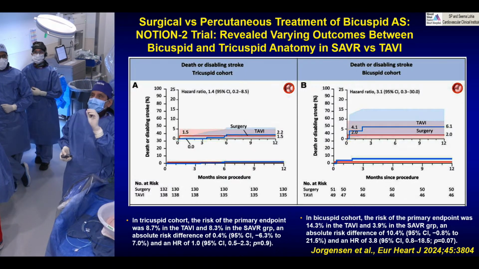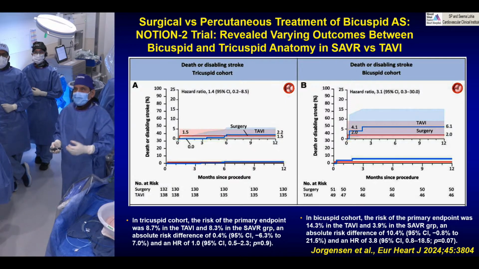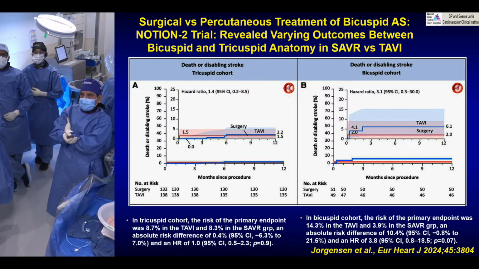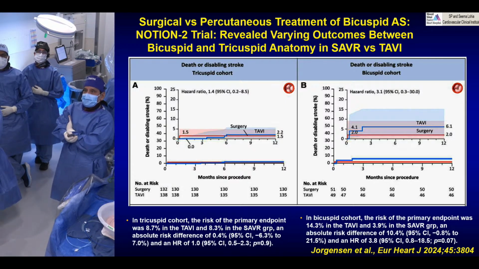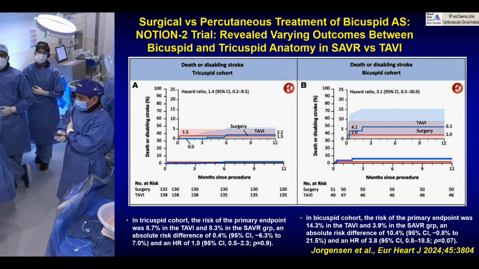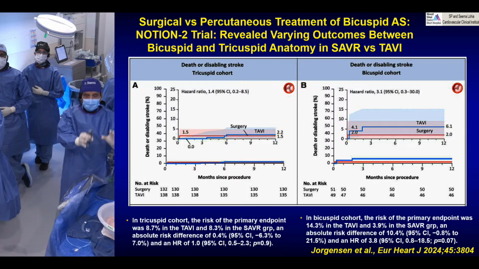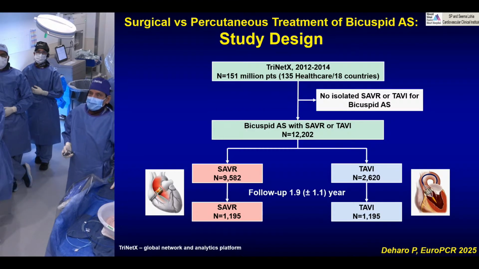in patients who have the bicuspid, the event rate was tremendous, 3 times for death and disabling stroke. The overall event rate was 3.9% in the SAVR and 14.3% in the TAVI group. So clearly saying that bicuspid is not for TAVR yet for the current devices.